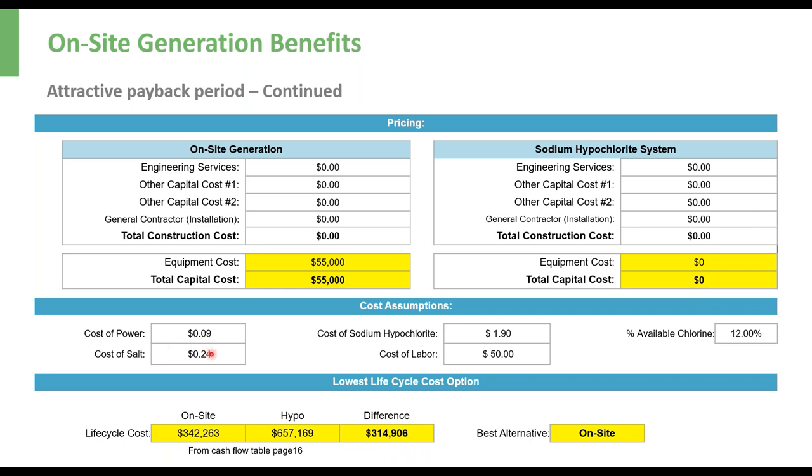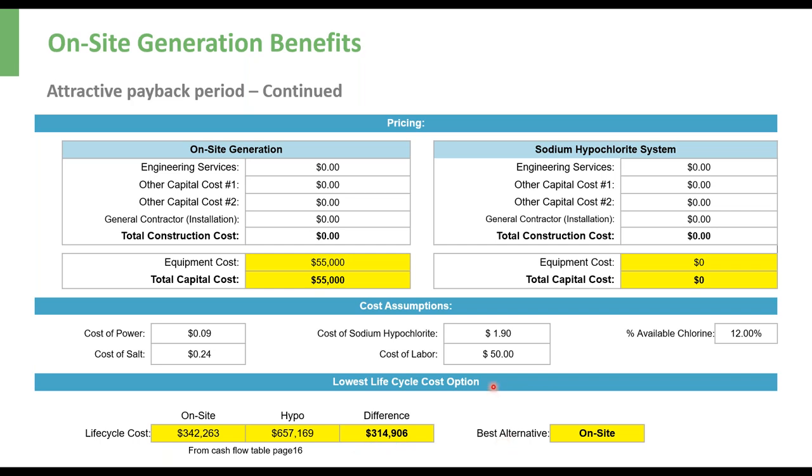Now, of course, I'm going to regurgitate everything that I told you about your consumables. But what's cool about this life cycle is the life cycle cost over that 15-year period. On-site generation was $342,243. The sodium hypochlorite with no capital expenditure was $657,169. That's a difference of $314,906 over that 15-year period. And the best alternative based on this is really on-site generation.